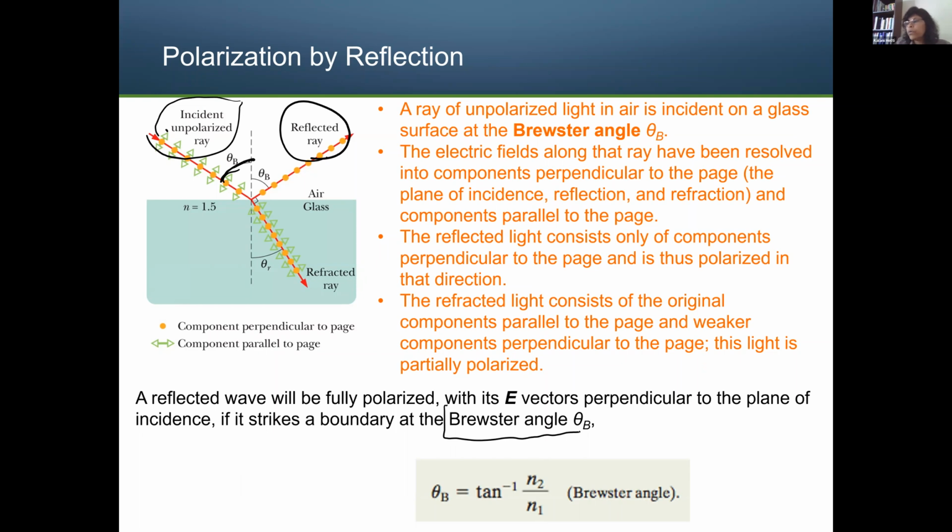That is called the Brewster angle. Okay. So now you can use again your refraction law, the Snell law in here, and then you will be able to write it by using your theta B angle. Then you will be able to derive this equation. We call it the Brewster angle. The Brewster angle happens when your reflected light is fully polarized.